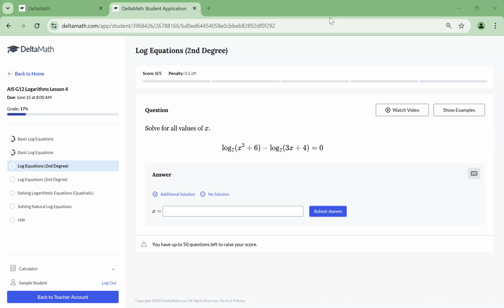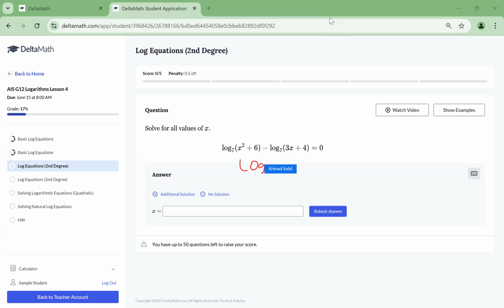Hello and welcome to this video in which we shall attempt to discuss second degree log equations. So log equations with x power 2, with quadratics. Again, our purpose in solving any problem is to isolate the x. We have two logs here, and using log laws, we are allowed to concatenate this into a single logarithm.